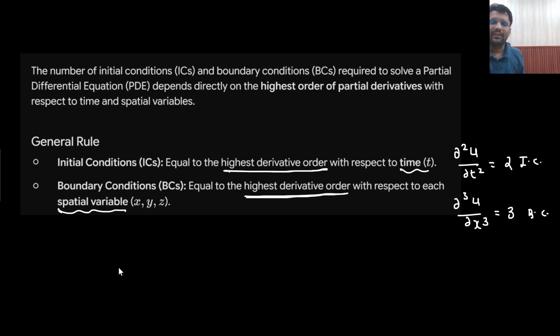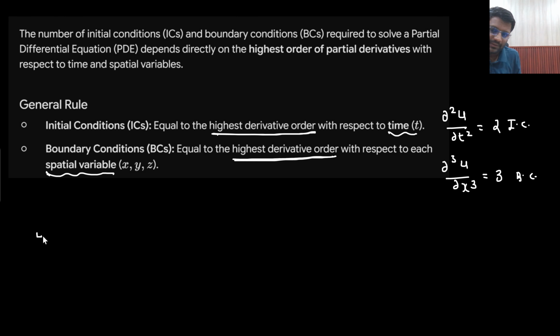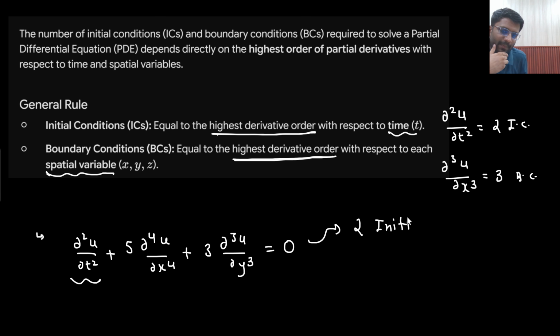Now, let me take another example to make you understand more. Let us say the example was del square u by del t square plus 5 del to the power 4 u by del x to the power 4 plus 3 del to the power 3 u by del x del y 3 equals 0. So, how many initial conditions are required, sir? With respect to time, 2 initial conditions are required. What about the boundary condition?